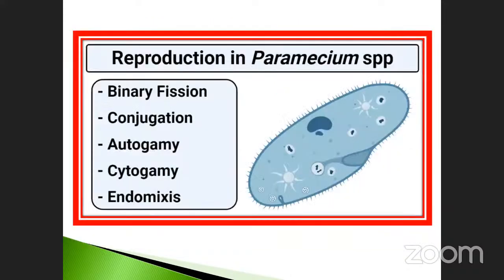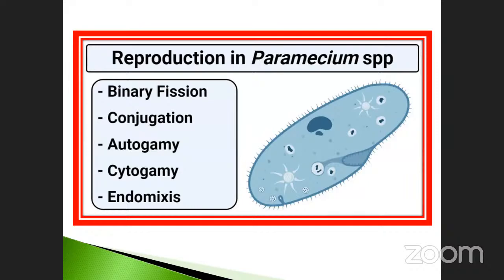Binary fission is not the only type of reproduction; another one is called conjugation. What is the meaning of conjugation? During favorable conditions. Can you hear my voice? Yes, sir. Okay, good. So conjugation, what is the meaning of conjugation?